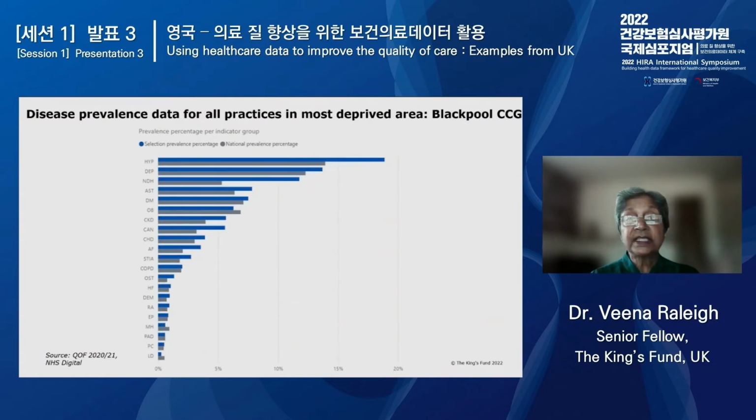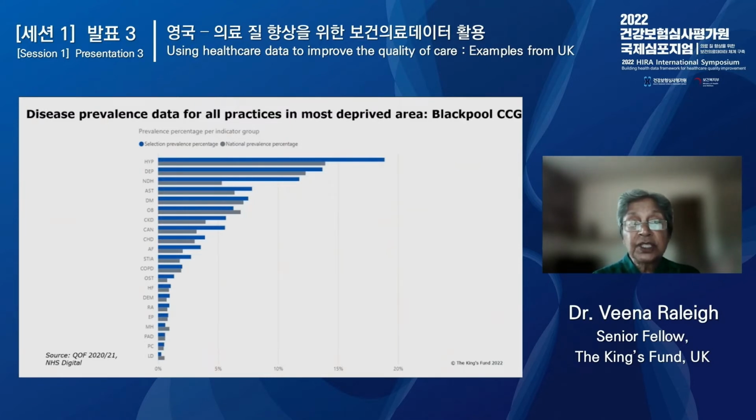This slide, and I'm sorry, it's a little difficult to read, but it's just to give you an example. This is the data for all of the practices in an area called Blackpool, which is one of the poorest areas in England. And the population there has a much shorter life expectancy than in other areas. And down the left-hand side, you can see there's hypertension, depression, non-diabetic hyperglycemia, asthma, diabetes mellitus, obesity, chronic kidney disease, and so on.